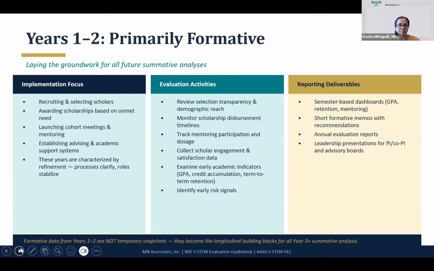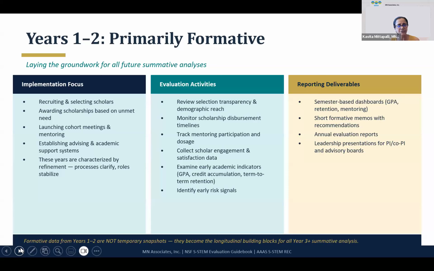And when year 3 midpoint summative evaluation or analysis begins, its credibility heavily depends on the integrity of what data was collected in years 1 and 2. So you see here the dependency. What you collect in year 1 and 2 becomes a very strong foundation for the subsequent years.